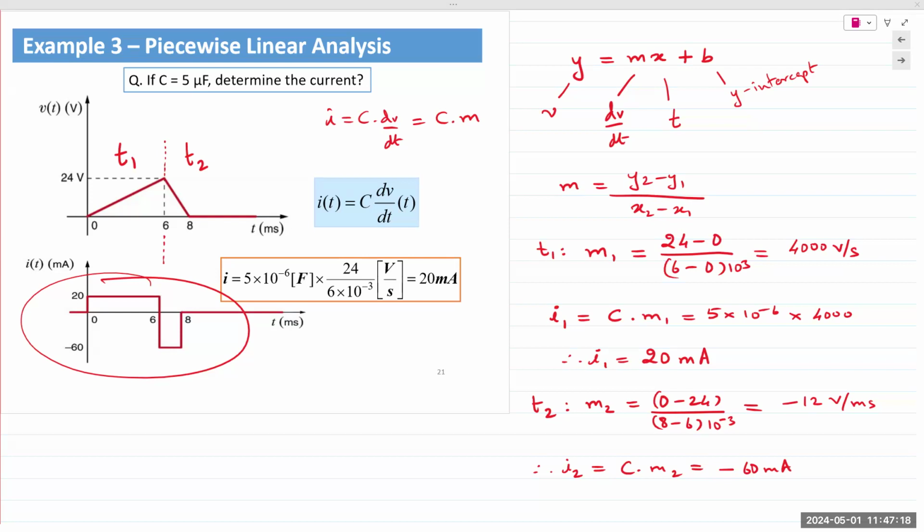And again, the procedure can apply equally to an inductor, except the quantities, voltage and current, would be flipped. Okay.